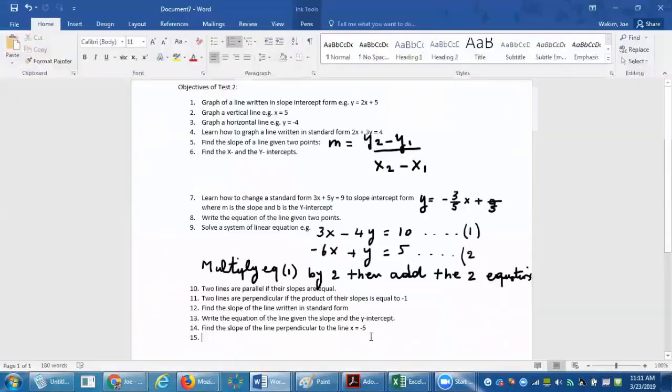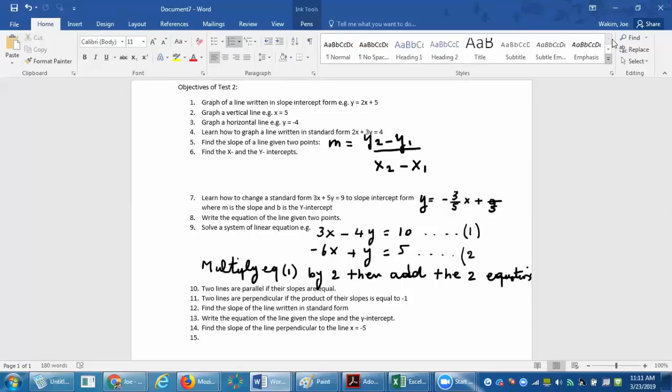Let me check my list here. So we have to graph a vertical line. We did that. Graph a horizontal line. Learn how to graph a line written in standard form. And I said we find the x-intercept, we find the y-intercept, plot the 2 points, join the 2 points, and that would be the graph of the line.